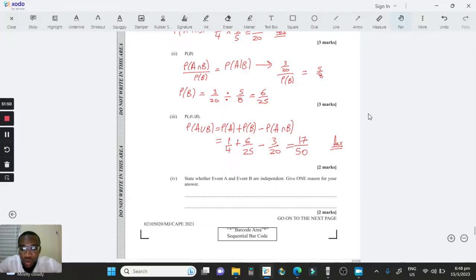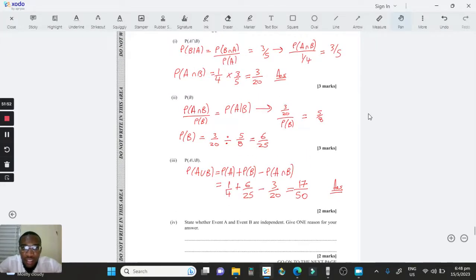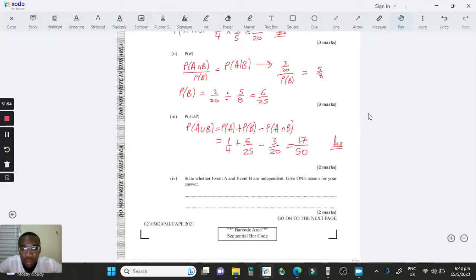Now remember, it's independent if the probability of A times the probability of B gives us the probability of A intersect B. So first thing, let's work out the probability of A times the probability of B. Notice that would be a quarter times the probability of B, which is 6 over 25. And so if you work this out, this is 6 over 100. And 6 over 100 is 3 over 50.